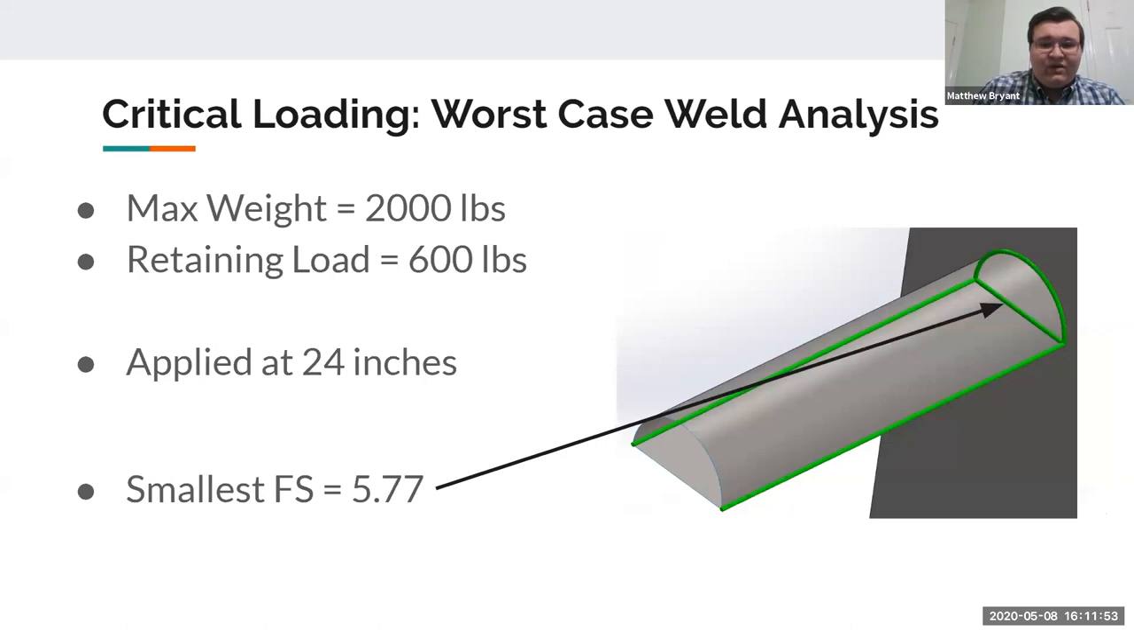Then we performed a weld analysis on the weld groups holding this together. Again, it was the same loading, max weight and retaining load, still applied at the very end. And our smallest factor of safety here was 5.7.